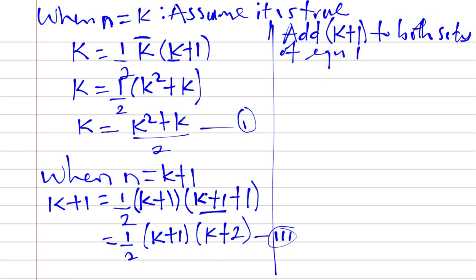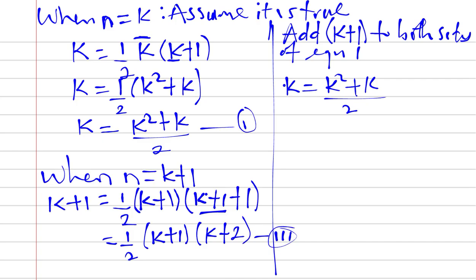What's your equation 1? Equation 1 is K equal to what? K squared plus K all over 2. So you now want to add K plus 1 to both sides. You want to add K plus 1 to both sides.